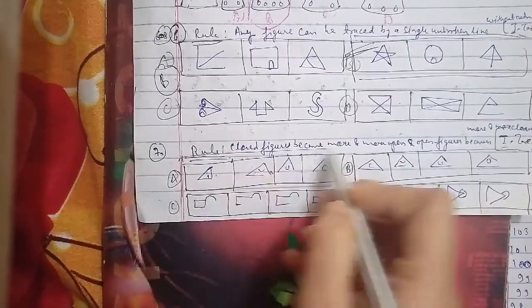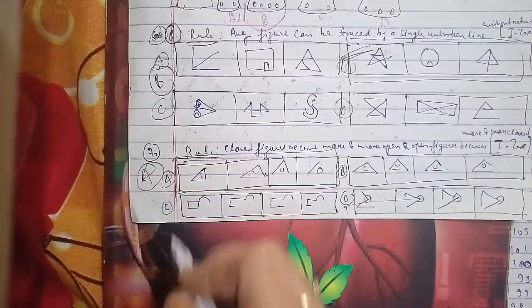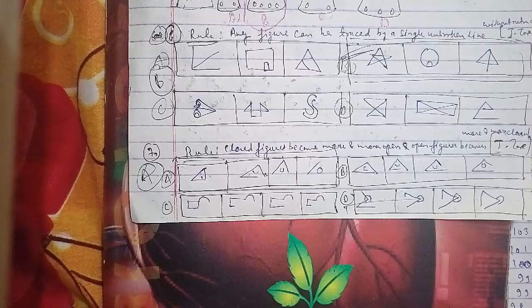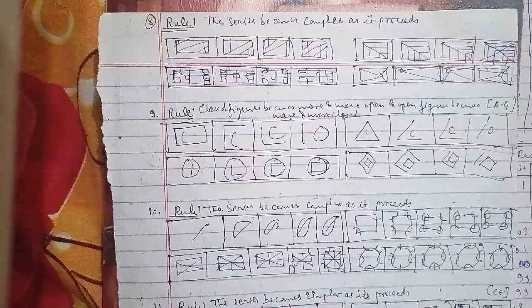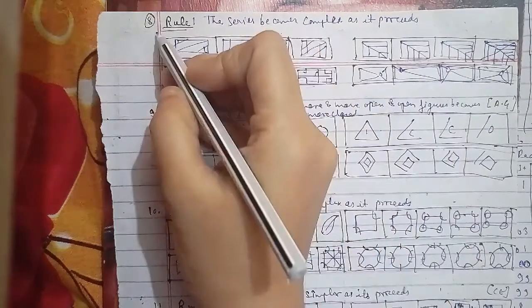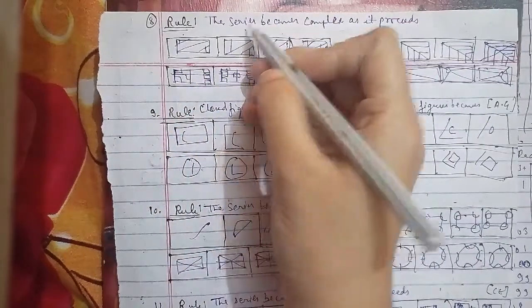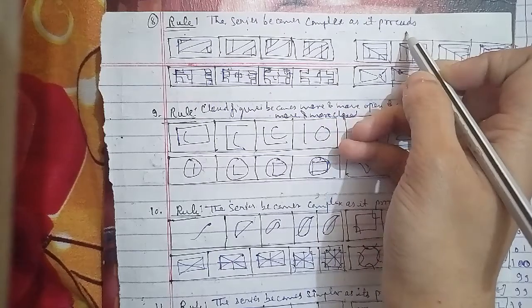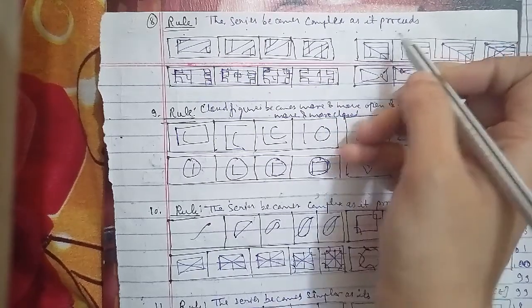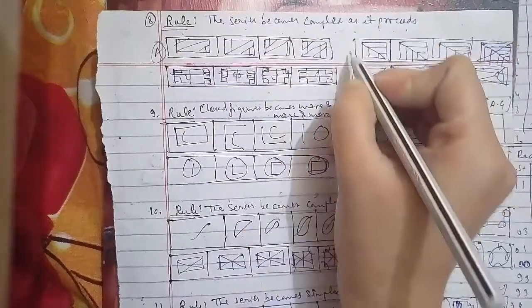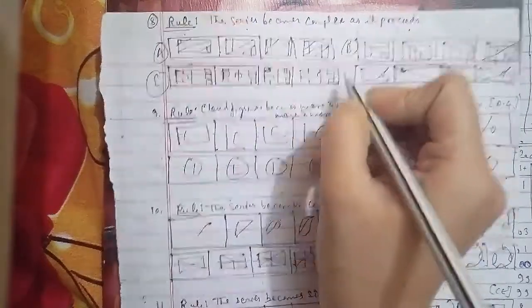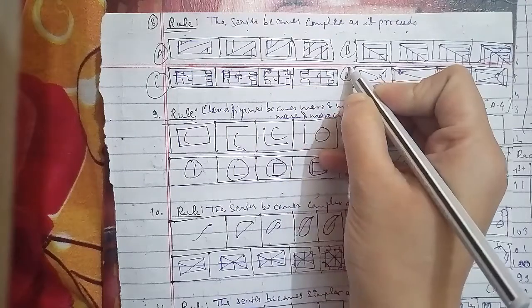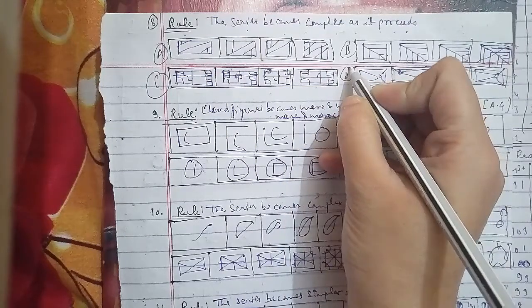Now we'll go ahead with another one, the eighth question of the session. The rule here is that the series becomes complex as it proceeds. The options are A, B, C, and D, and the answer for this particular question is option B.